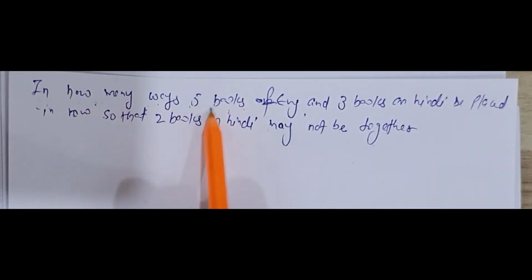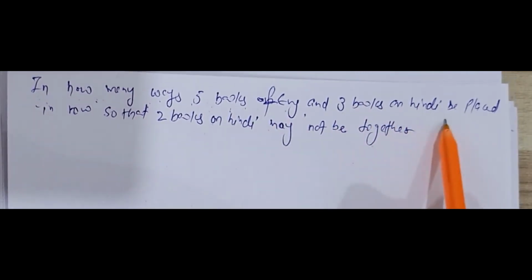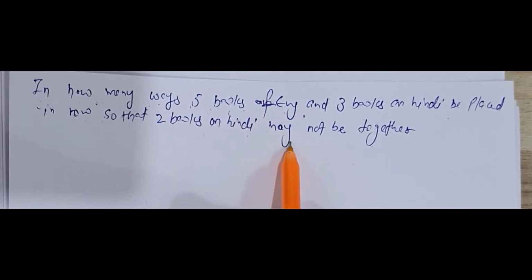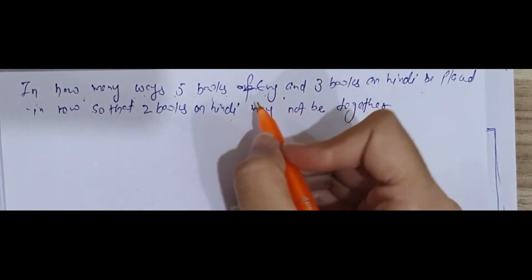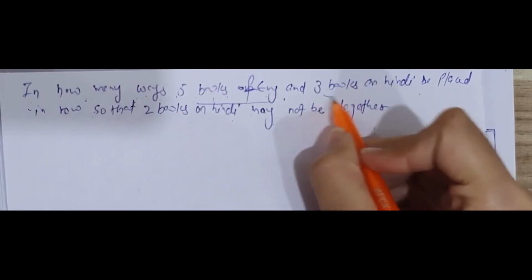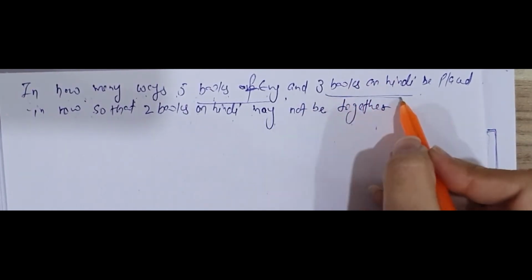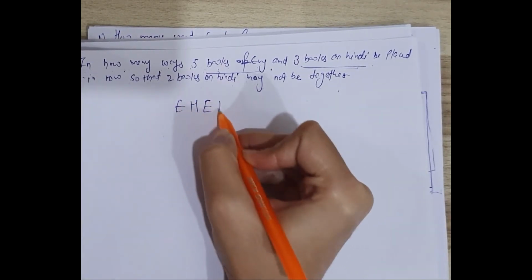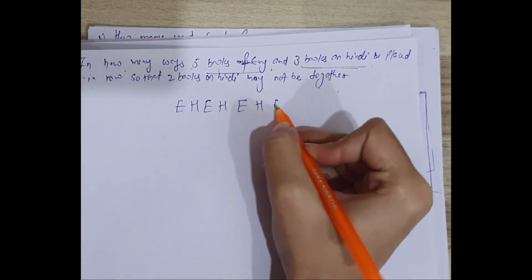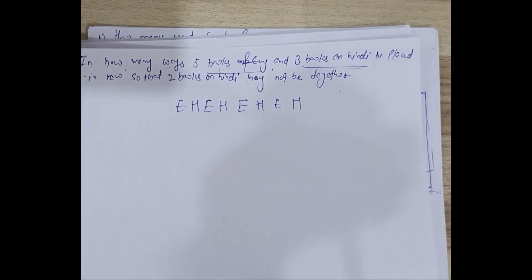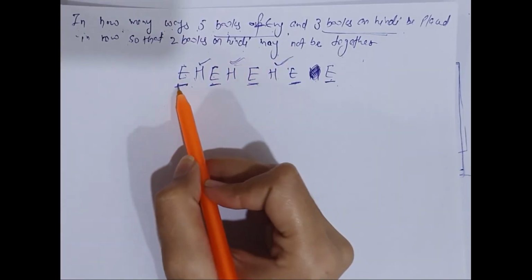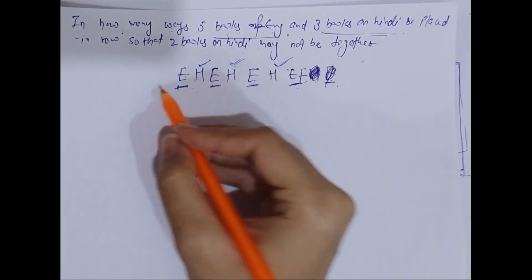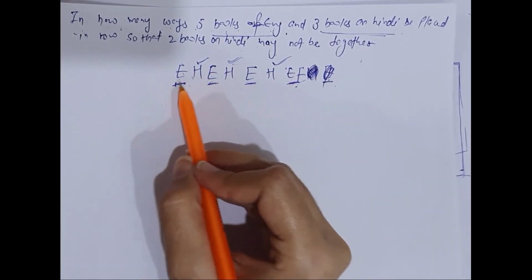In how many ways can 5 books of English and 3 books of Hindi be placed in a row so that 2 books of Hindi can't be together? So they are saying 5 books of English and 3 books of Hindi, but Hindi books can't be together. 1 book of English, 1 book of Hindi, English, Hindi, English, Hindi, English, Hindi. It can be like this. Here there are 3 Hindi books and 5 English books. Hindi books can't be together. Therefore, we place them in between English books.